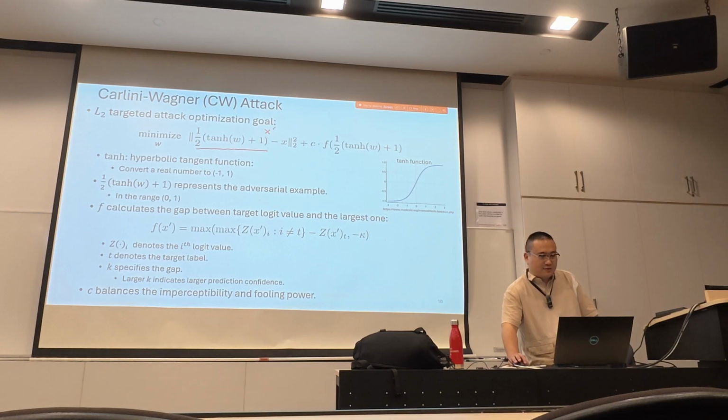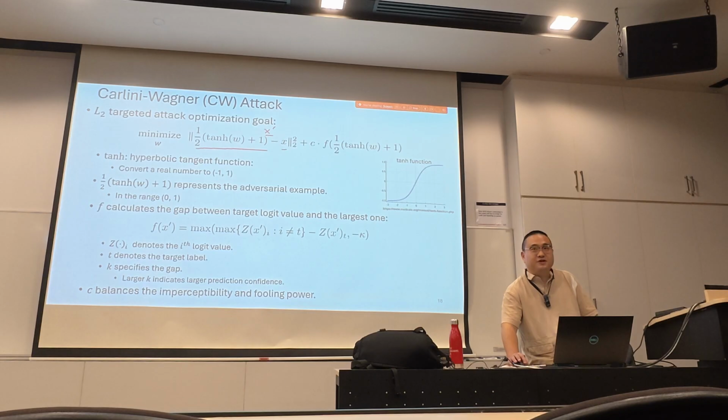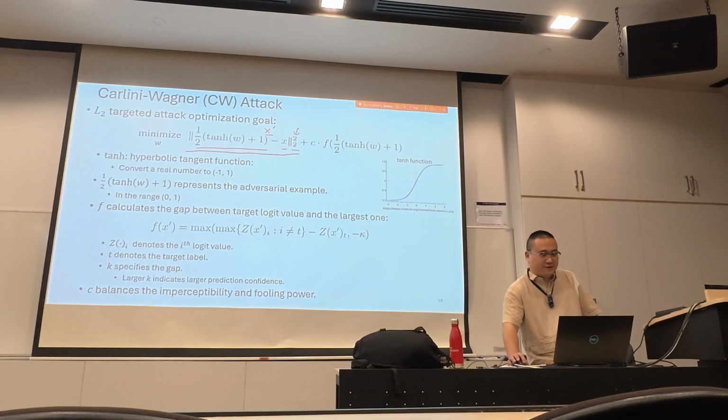And then, if we replace it by x prime, it's very easy to understand the first term here. So we calculate the difference between the target and the original image. And we calculate the L2 norm. But here we use the square, so squared L2 norm. So when we minimize this term, we want to minimize the difference between the target and the original image in terms of the squared L2 norm. So that's the meaning of the first term.